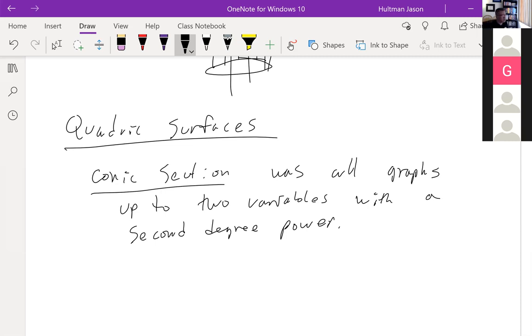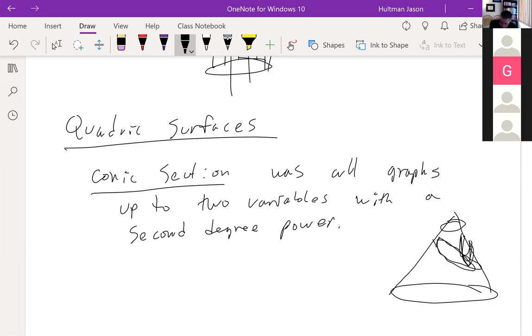What was a conic section? They remember what the conic sections were, right? We took a cone and we just sliced the cone. If we slice it like this, we get a parabola. If we slice it like this, we get an ellipse. If we slice it like this, we get a circle. Those are why they're called conic sections, because you just slice up a cone. You get this second degree.